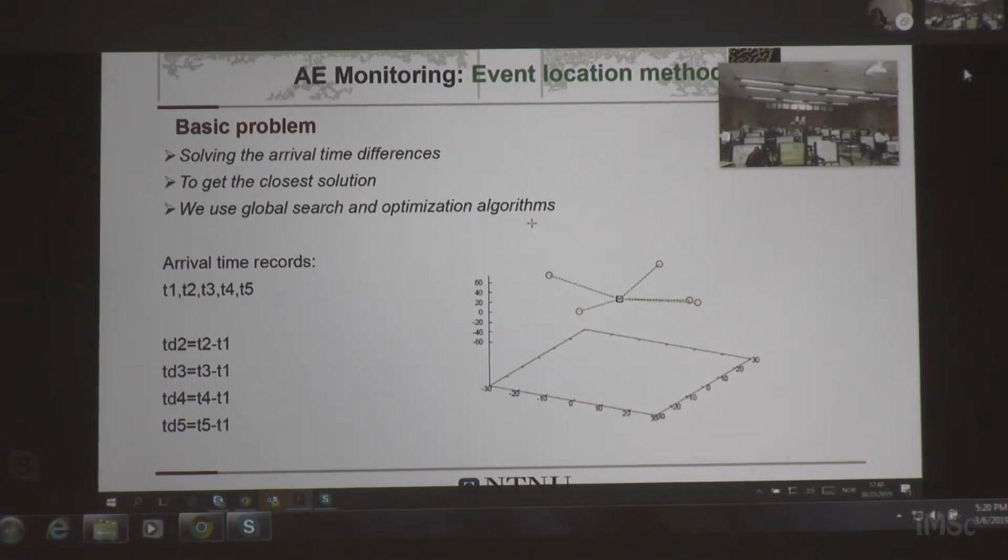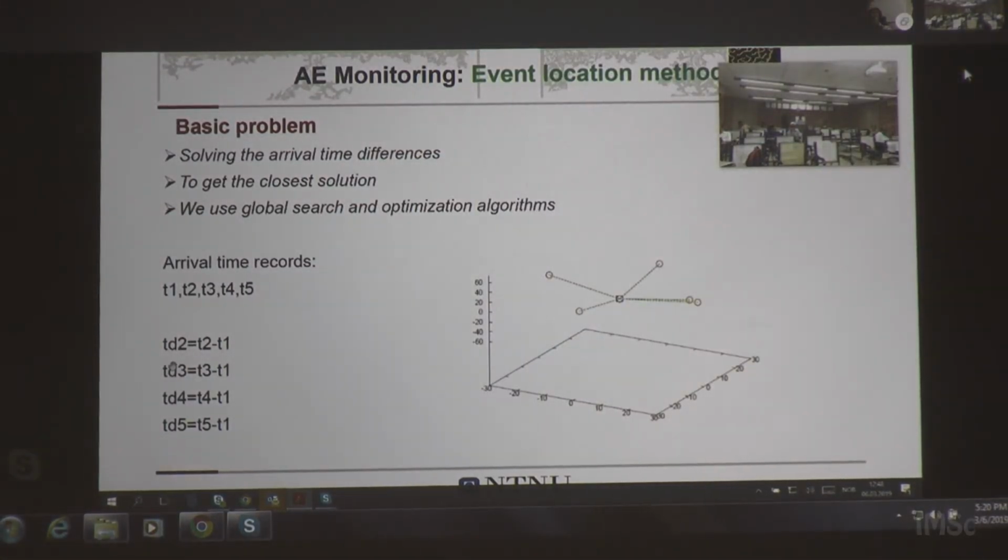So what is the basic problem? As shown in the figure, these red dots are the locations of acoustic emission transducers. They can catch the signal when there is crack opening. And what they record is the time, and from the times you can take the time differences. So if you have 5 times, you can get 4 time differences, and you have to solve these time differences to get your target location.